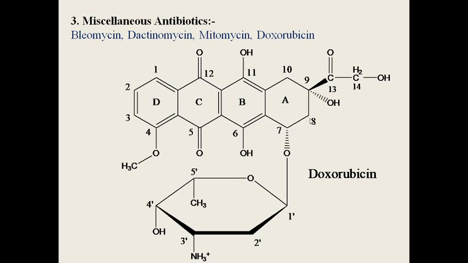At 8, here it is CH2. At 9, there are two substituents. One is hydroxy, another is here a keto, and again hydroxy. At 10, there is CH2, 11 hydroxy, and 12 keto. And this tetracyclic structure is attached with an amino sugar, you can call it an amino sugar because here it is an amine group.